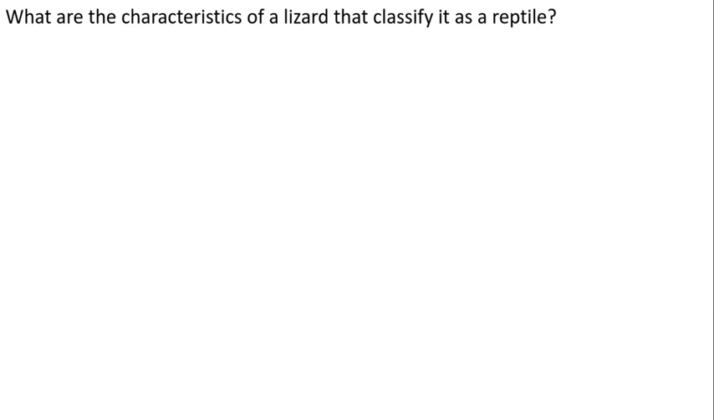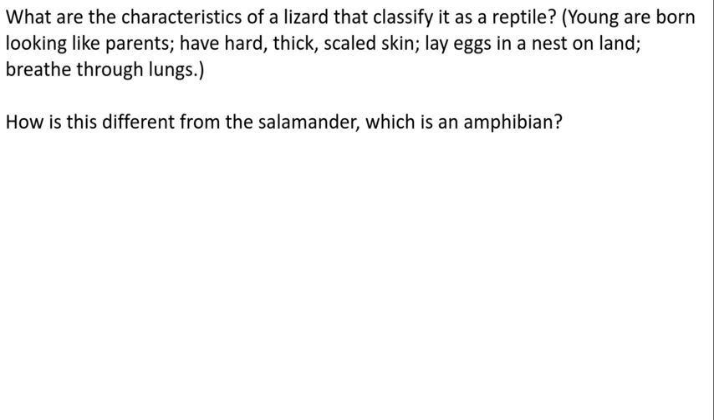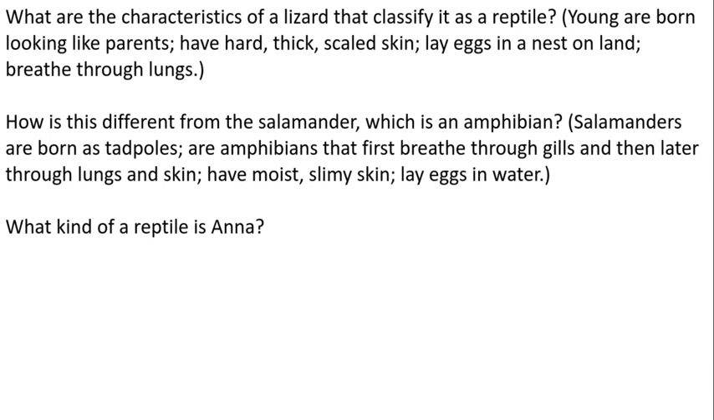So what are the characteristics of a lizard that classify it as a reptile? Why is a lizard a reptile? Their young are born looking like parents, have hard, thick, scaled skin, lay eggs in a nest on land, and they breathe through lungs. How is this different from the salamander, which is an amphibian? Well, salamanders are born as tadpoles, are amphibians that first breathe through gills and then later through lungs and skin, have moist, slimy skin, and lay eggs in water.